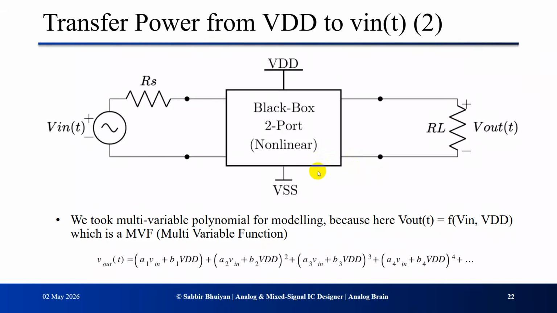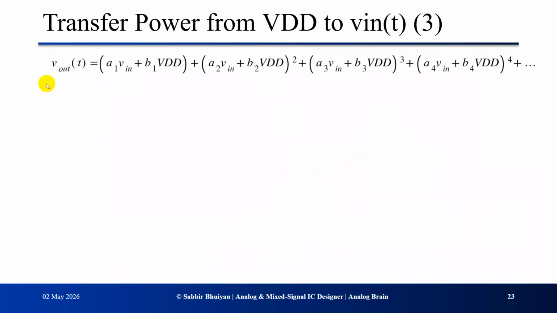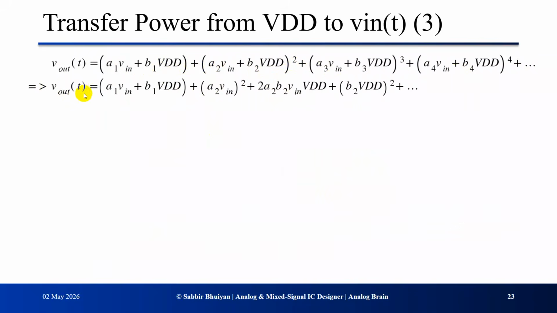So this is V out of t equals (A1 V in plus B1 VDD) plus (A2 V in plus B2 VDD) squared, dot dot dot continues. I applied the (A plus B) whole squared formula, A squared plus 2AB plus B squared, here. Then I take V in common out: (A1 plus 2 A2 B2 VDD) V in plus A2 squared V in squared. It continues.